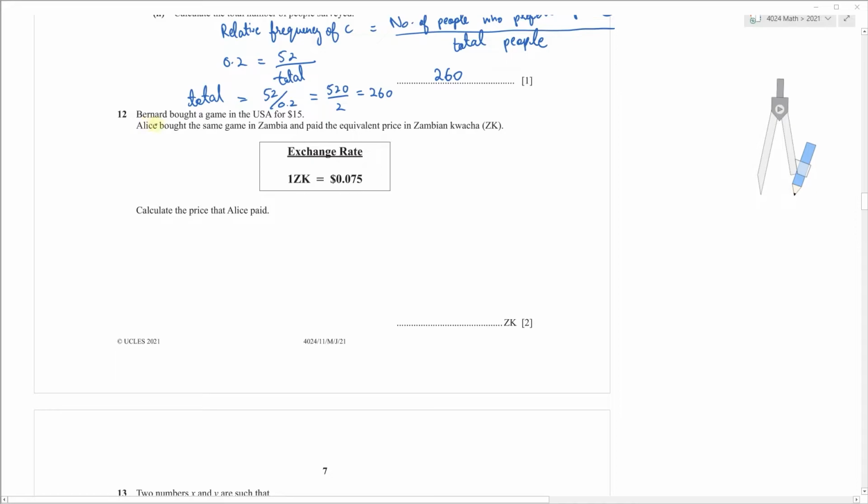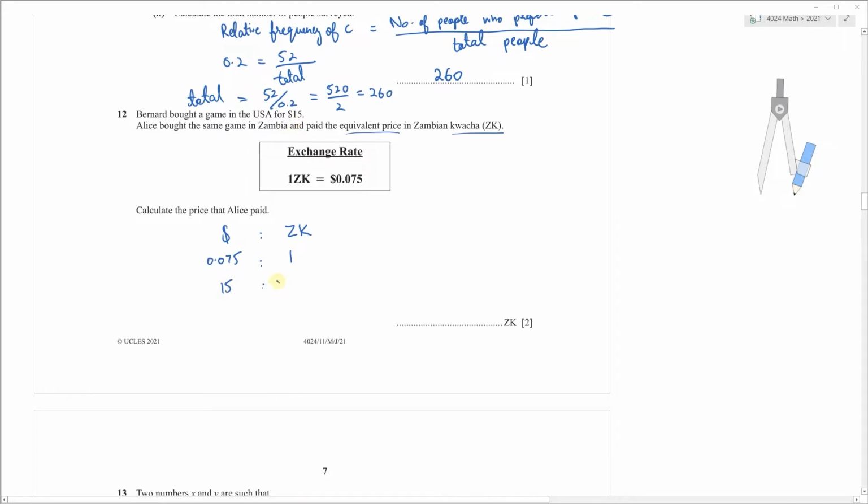Question number 12. Bernard bought a game in the US for $15. Alice bought the same game in Zambia and paid the equivalent price in Zambian kwacha. You're given the exchange rate. Calculate the price that Alice paid. So you have dollars ratio ZK here. So 1 ZK is $0.075, that is given, and then you have to calculate how many ZKs you get for $15.